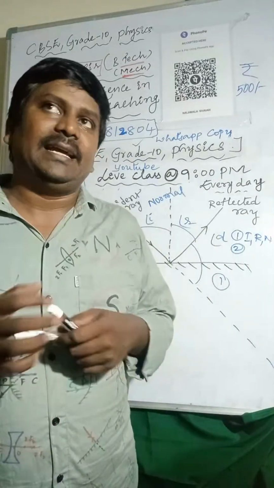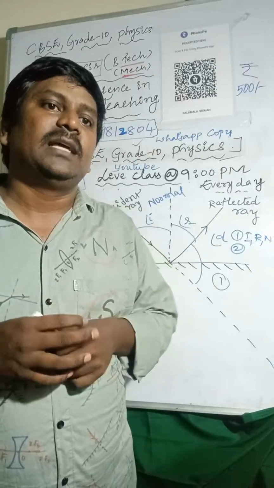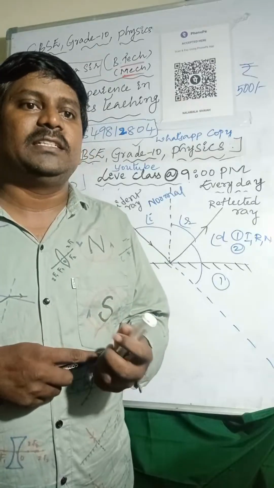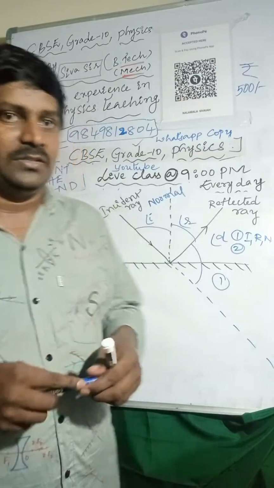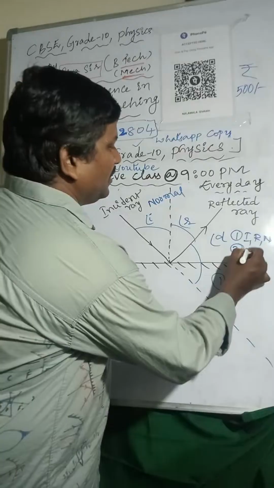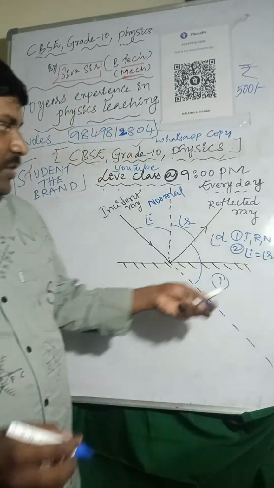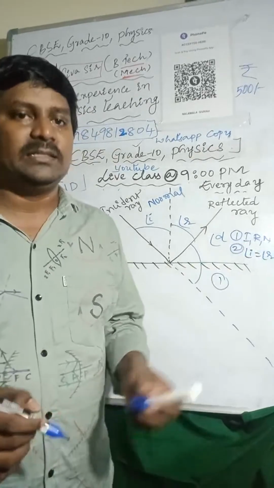The second law is that the angle of incidence is equal to the angle of reflection. These are the two laws of reflection.